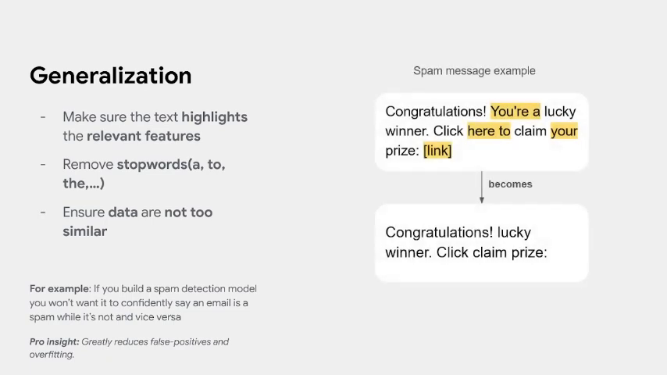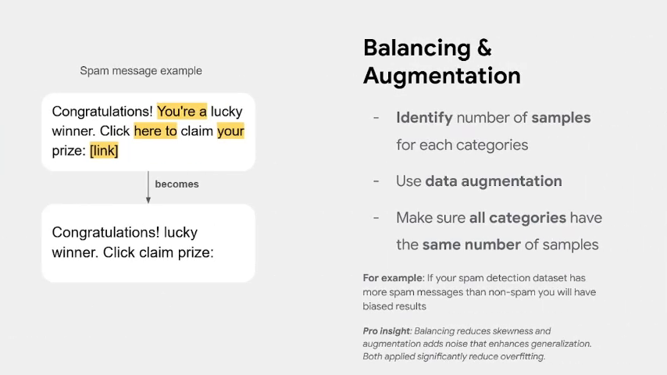And an example is this. We have a spam classification model. So this is a spam message that you clean so it can be generalized, so that the model won't try to memorize a structure. That's the goal of generalization. The model should not memorize the structure.